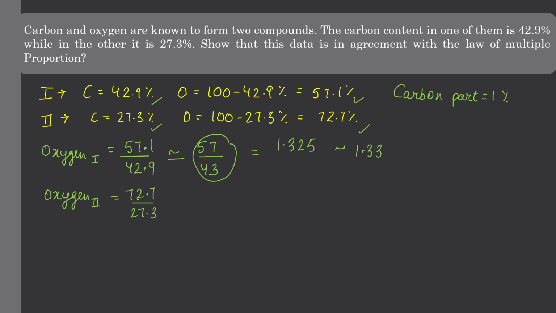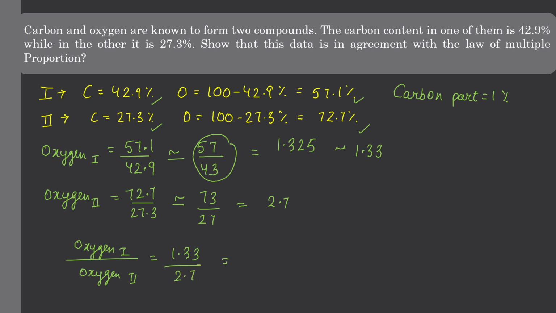Right? Next case, 72.7. Again, do not write it in your answer sheet. It is just to make your calculation easy. We'll get a rough estimate. 72.7, we'll take it to be 73. Next is 27.3, we'll roughly estimate to 27. On solving, we will get 2.7. So making the ratio of oxygen in the first case to the oxygen in the second case, we will get 1.33 ratio 2.7.